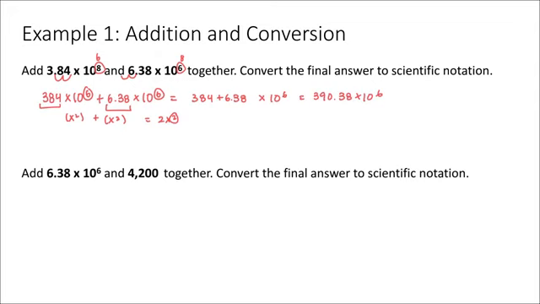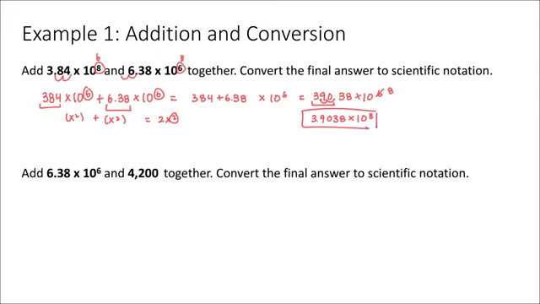But that's not in scientific notation in normalized form, right? I need to convert that to a number between 1 and 10. So I'll move the decimal place over 2 places to the left, meaning I'll increase this from a 6 to an 8. And so that'll give me 3.9038 times 10 to the power of 8.